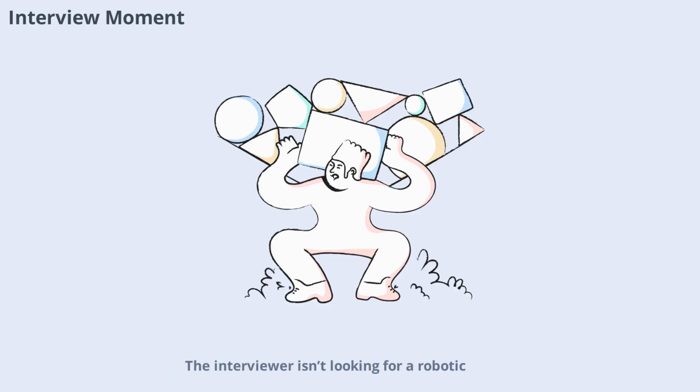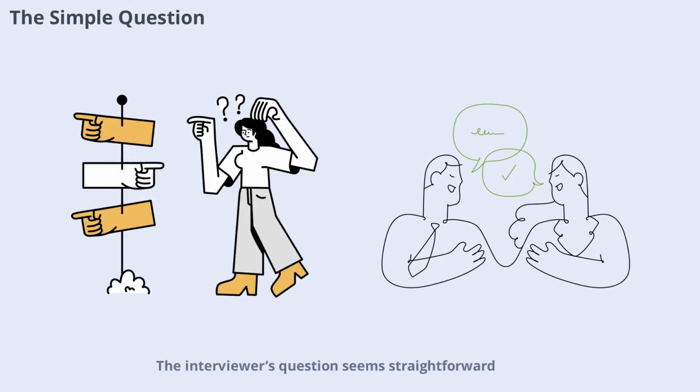The interviewer isn't looking for a robotic definition. They want to see how you think, reason, and communicate as an engineer. This is your chance to stand out, not just by what you know, but by how you explain it. The interviewer's question seems straightforward. What is an immutable object in Java?